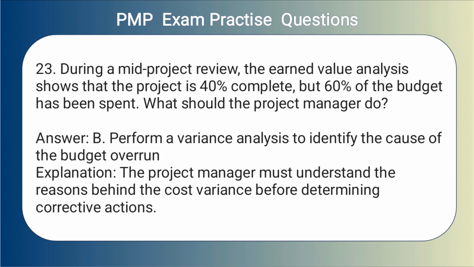Answer: B. Perform a variance analysis to identify the cause of the budget overrun. Explanation: the project manager must understand the reasons behind the cost variance before determining corrective actions.